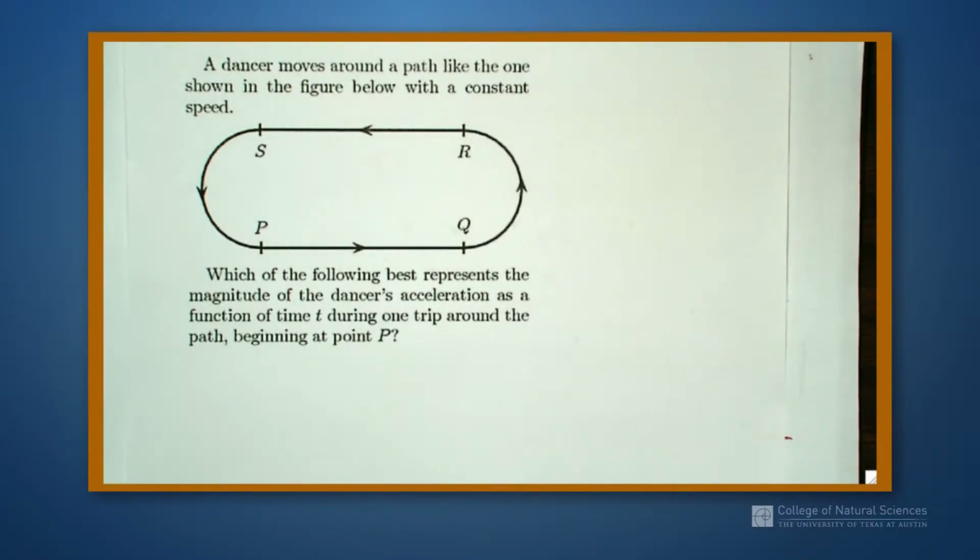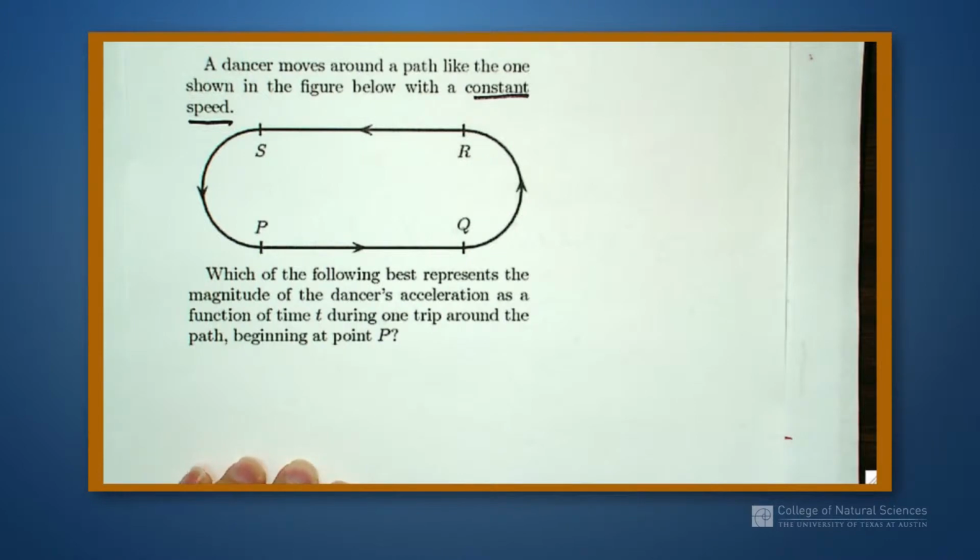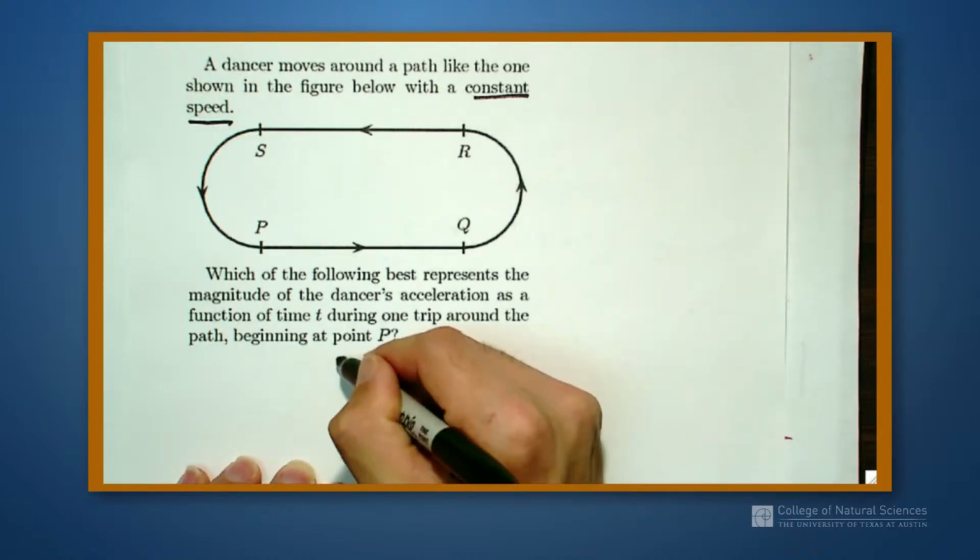So in this picture, it shows that a dancer moves around a path, as the one shown in the figure, with constant speed. And that's actually a critical part of this problem, that it's at constant speed. Which of the following best represents the magnitude of the dancer's acceleration as a function of time?